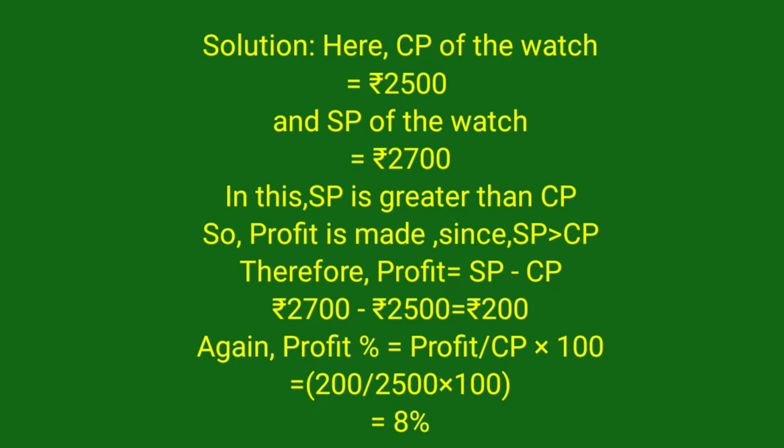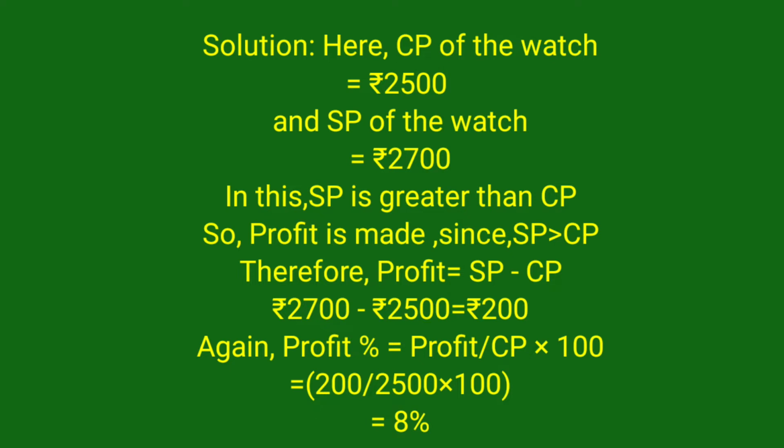Solution: here CP of the watch equals rupees 2500 and SP of the watch equals rupees 2700. In this, SP is greater than CP. You have to observe it very carefully. So profit is made since SP is greater than CP. Therefore, profit equals SP minus CP. When you want to calculate profit, if the selling price is greater and your cost price is less, then you will subtract it, SP minus CP.